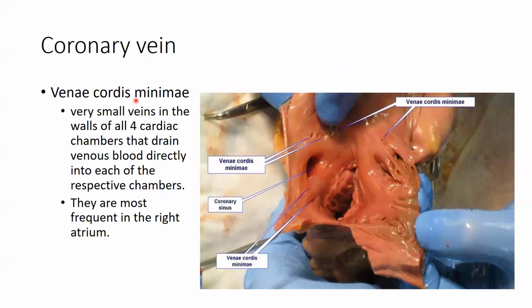Okay, one of the structures that drain deoxygenated blood in the myocardium is known as venae cordis minimi. These are very small veins in the walls of the cardiac chambers that drain venous blood directly into each of the respective chambers. They are most frequently found in the right atrium, but they can be present in all four cardiac chambers.